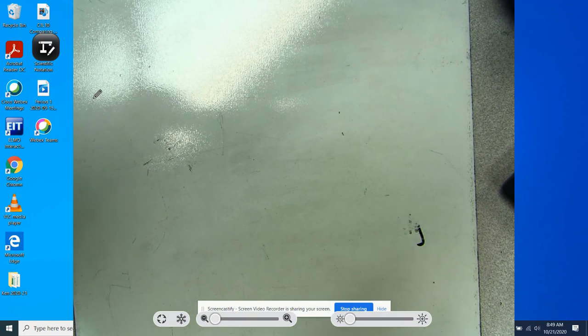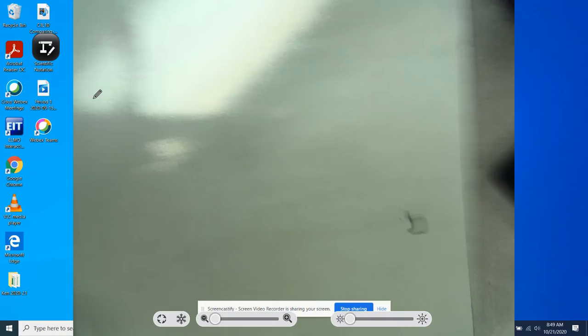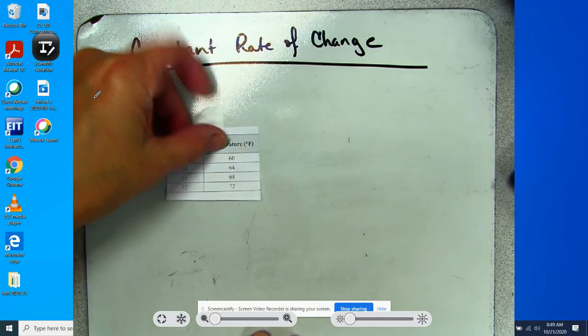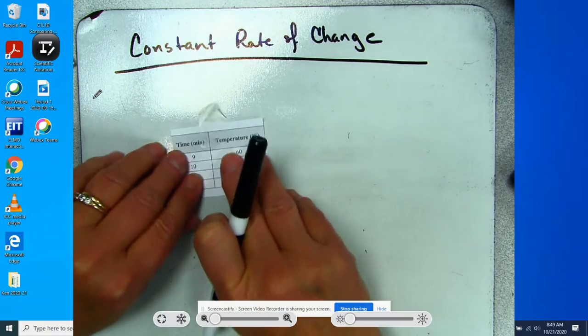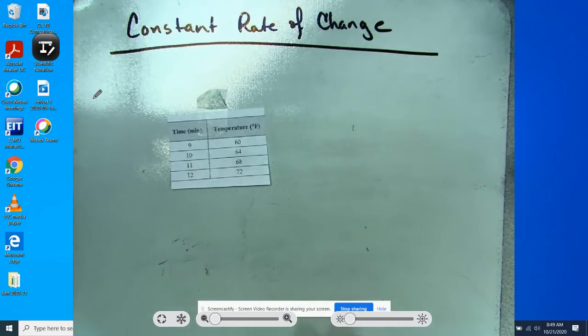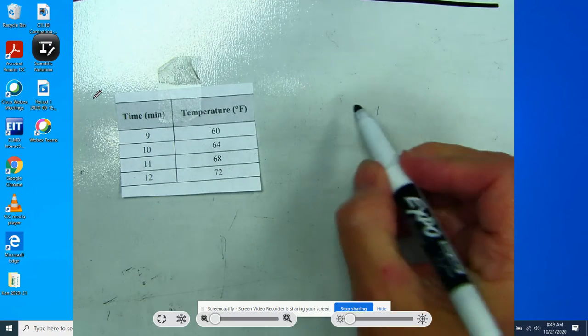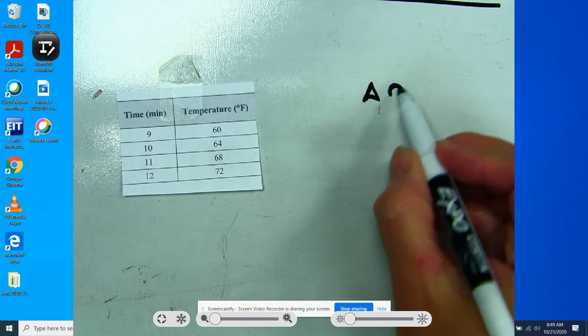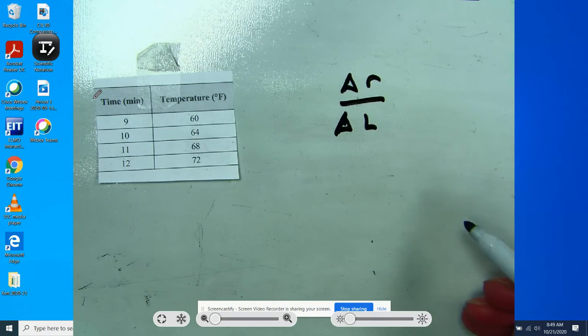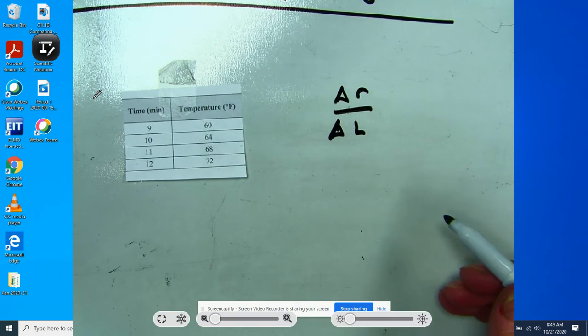What if you had something like this? Okay, so now we're talking about temperature. So we're going to look for the change on the right over the change on the left. Okay, again, I'm getting a little shorthandy.